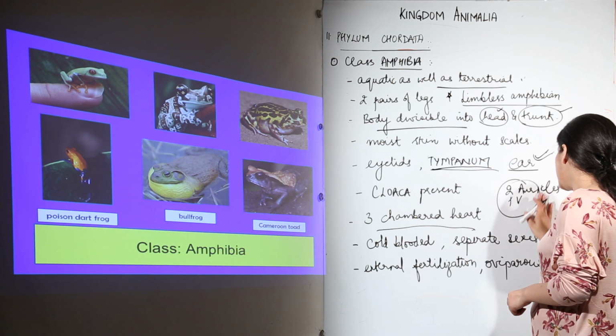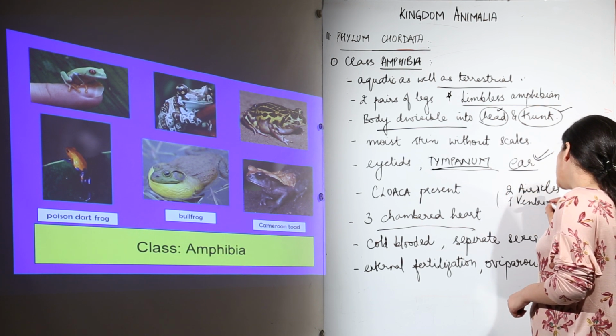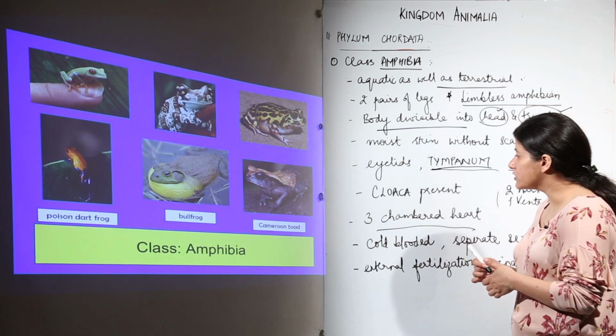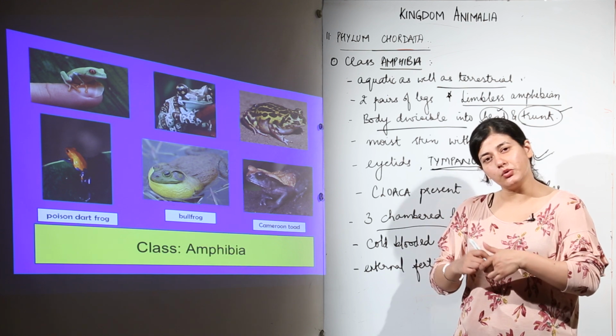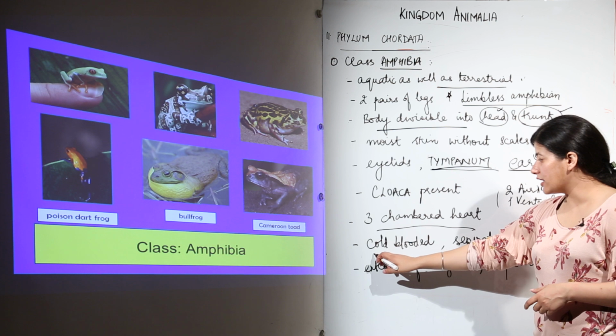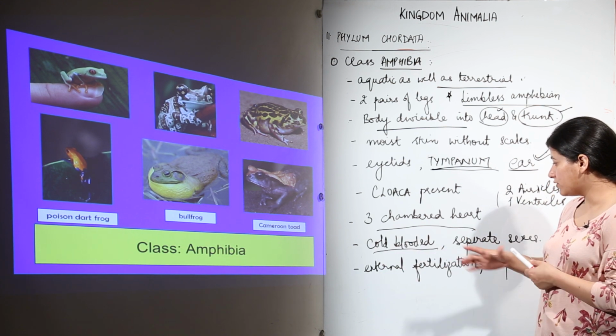Two auricles and one ventricle, which means there is sort of separation, but yet the deoxygenated blood and oxygenated blood are going to get mixed in the same ventricle. Then we have these organisms are cold blooded. We haven't seen any of the warm blooded organism till now.